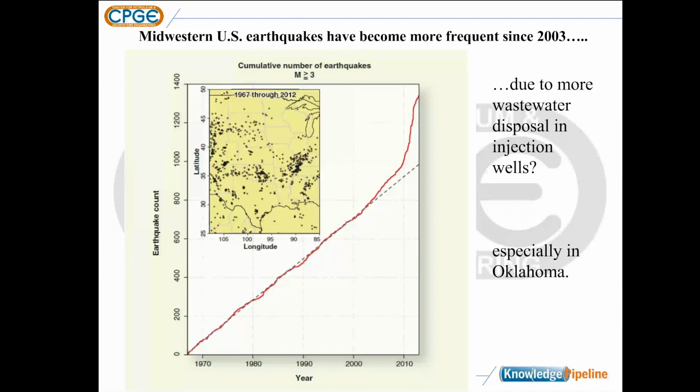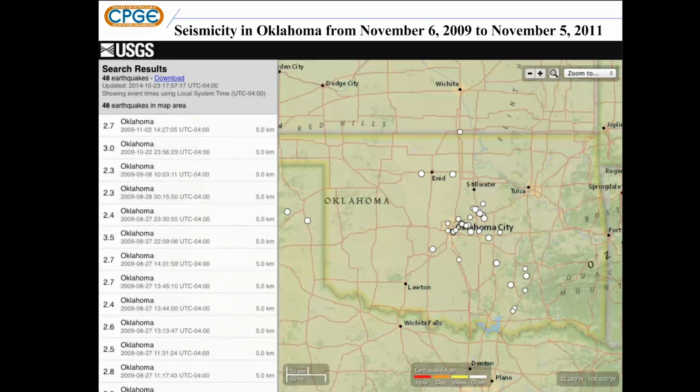And especially in Oklahoma, many people believe that this increase in earthquakes beginning in the early 2000s is related to earthquakes caused by wastewater injection in disposal wells, especially in Oklahoma. Here's a map of Oklahoma. It shows the earthquakes that were recorded over a 2-year period from November 2009 to November 2011. There are 48 earthquakes. This is considerably more earthquakes than had happened in previous times.